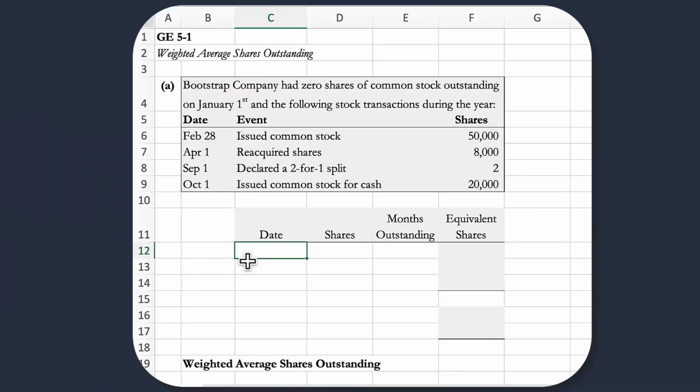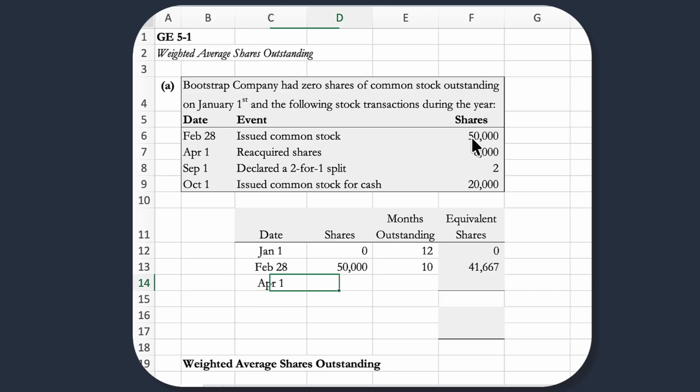Let's start with Bootstrap Company, who had 0 shares of stock outstanding on January 1st. So I'm just going to plug in 0 here to show you how we would work this through. And I've already set up the formatting, but normally you would have to do this yourself. So we would multiply the number of shares by the months outstanding over 12. Obviously that comes out to 0. So on February 28th, when we have an additional issuance of 50,000 shares, then those are outstanding for 10 months. We'll actually get a weighting here. So saying that 50,000 shares were outstanding for 10 months out of the year is the same thing as saying that 41,667 shares were outstanding for 12 months of the year.